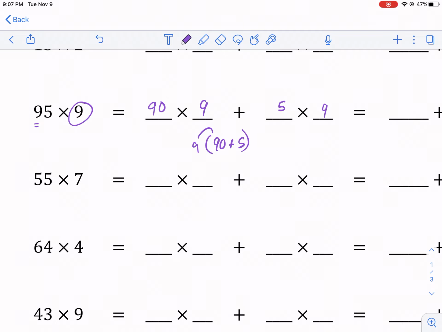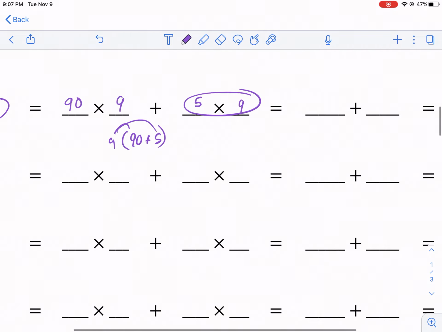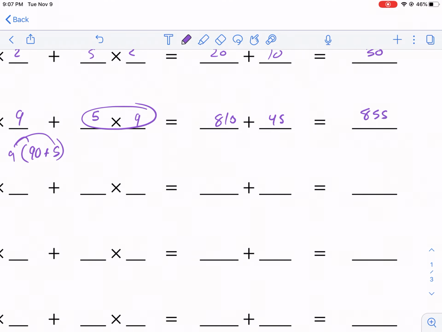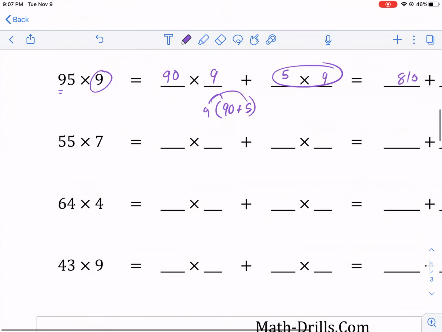Once we distribute, we do 90 times 9. That's here. We do 9 times 5. That's there. And now we can do the addition part. So 90 times 9 we know is 810. 9 times 5 is 45. And we're going to add those together, and we get 855. Okay, that's all there is to it.